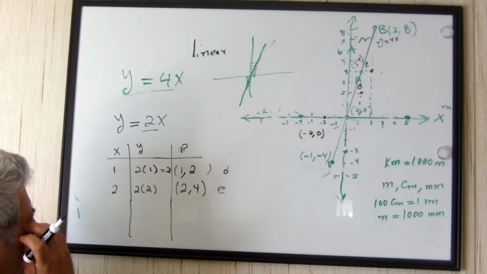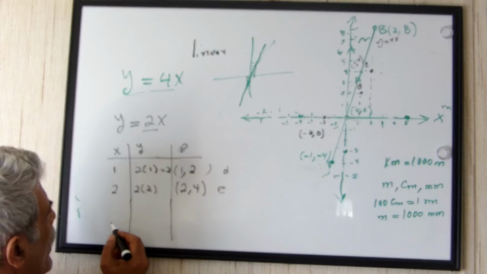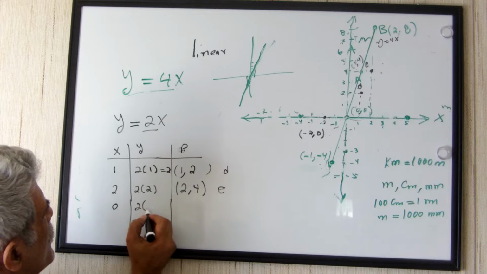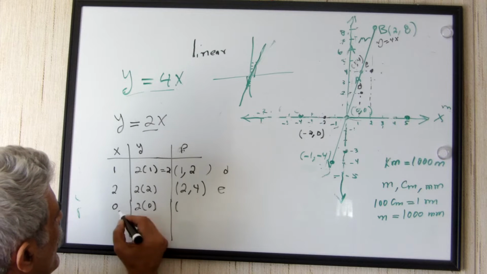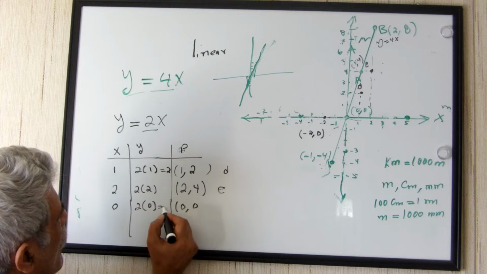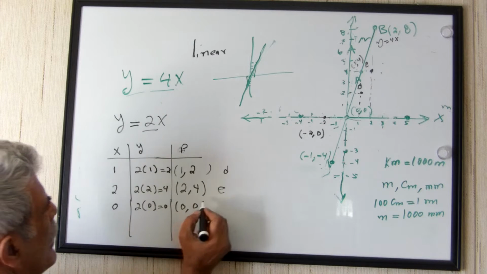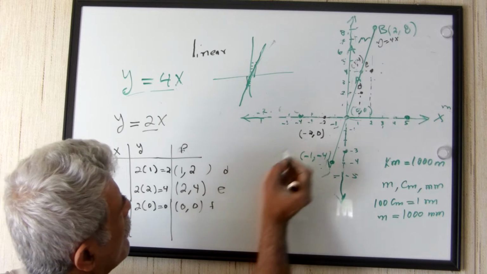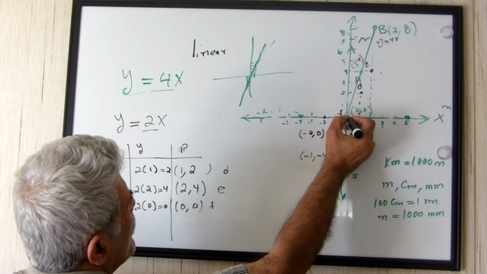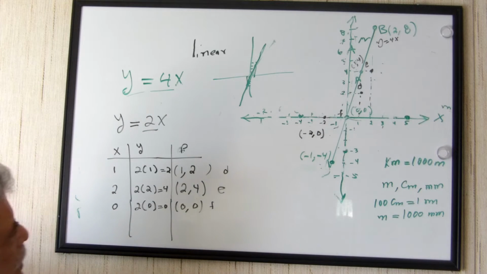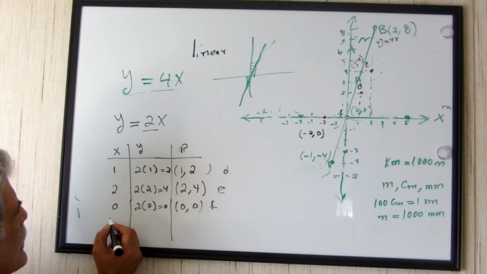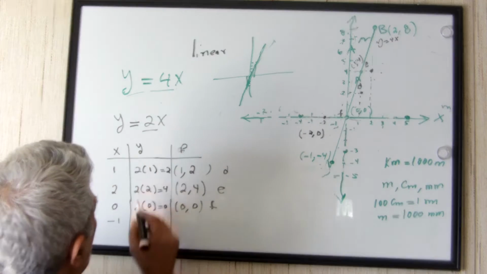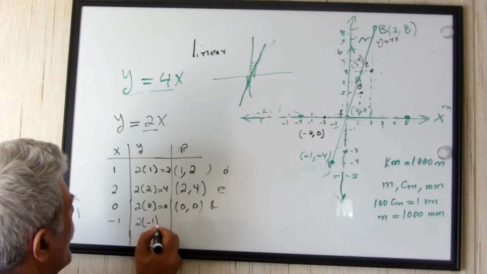Now give 0 first. If you give 0 to this one, 2 times 0 is going to be 0. So 0 for x and 0 for y, this is for F, for example, here. We got another point, F is 0 and 0. Let's give minus 1. If we give minus 1, 2 times minus 1 is equal to minus 2.